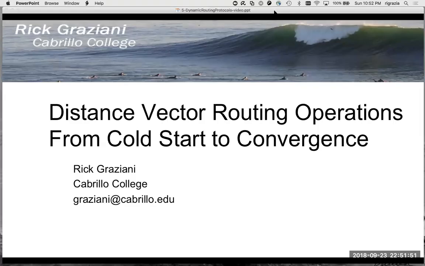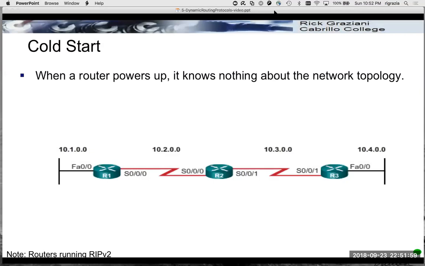Hi, in this video, we're going to look at distance vector routing operations from cold start to convergence. Okay, so distance vector. Sometimes it used to be called routing by rumor. Some people used to call it that. But remember, with distance vector, the router only knows what its neighbors tell it.